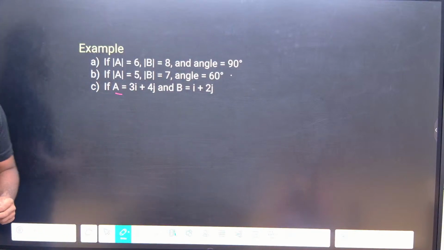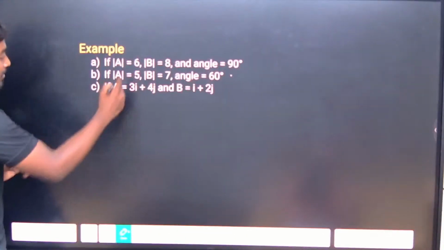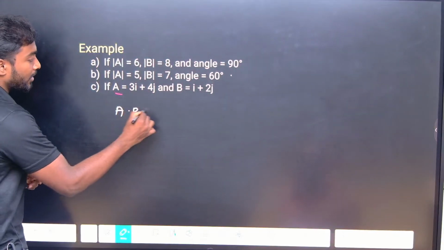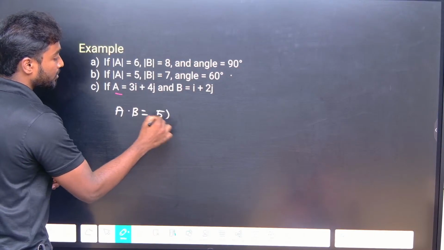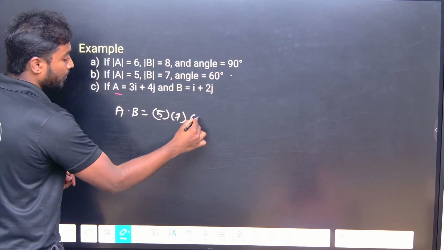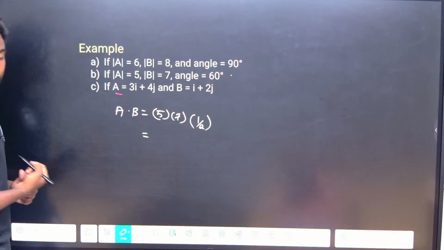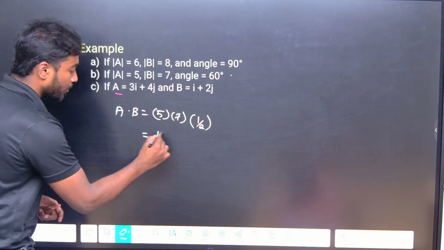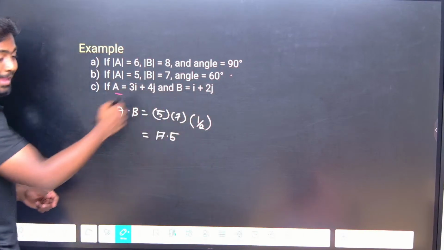First one is 0. I can say directly the angle between them is 90 degrees, so 0. Second one, a dot b is equal to 5 into 7 into cos 60, which is 1 by 2, so 35 divided by 2, that is 17.5. That's it.